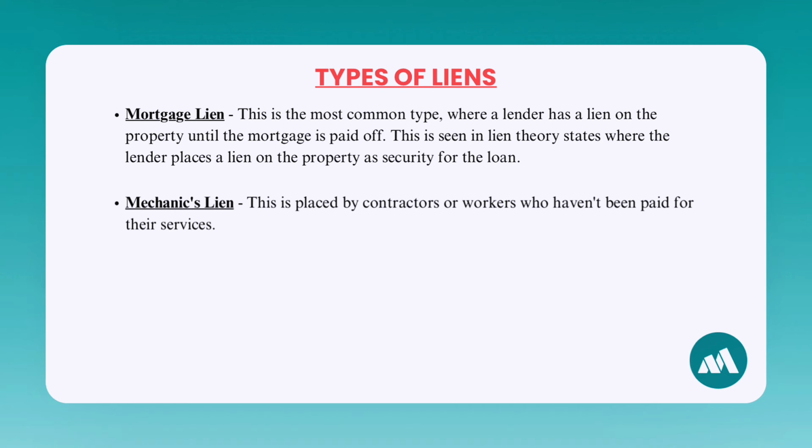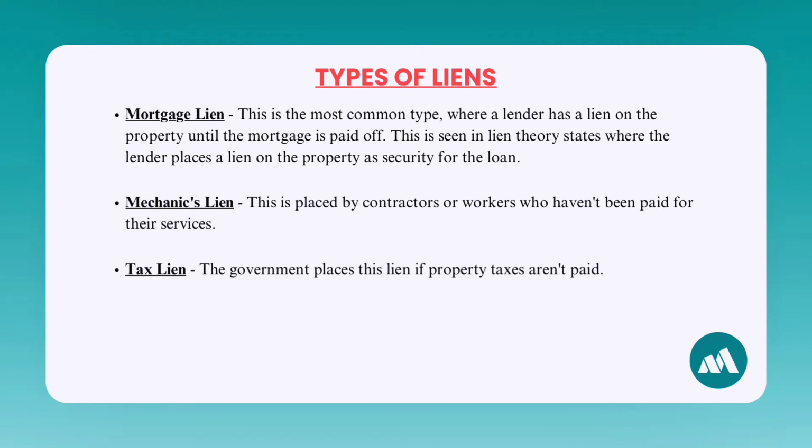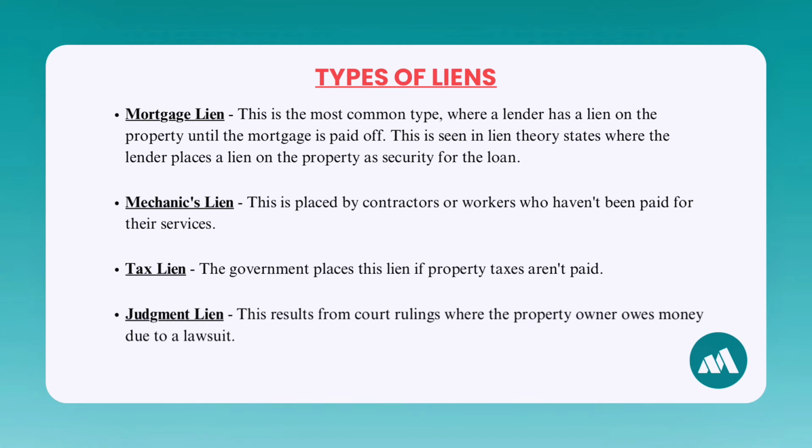Next up, mechanics lien. This is placed by contractors or workers who haven't been paid for their services. Then we have tax lien. This is where the government places this lien if property taxes aren't paid. And a judgment lien, well, this results from court rulings where the property owner owes money due to a lawsuit.